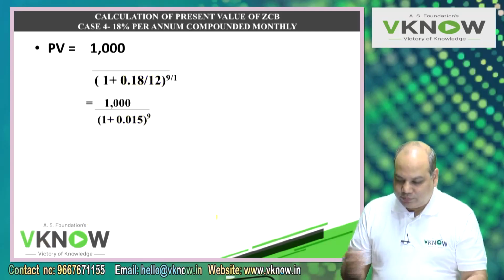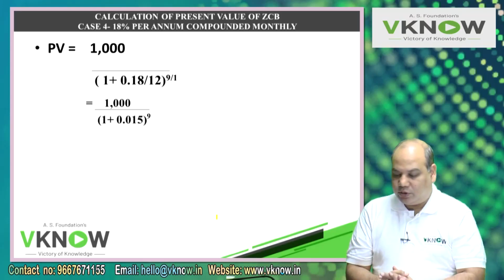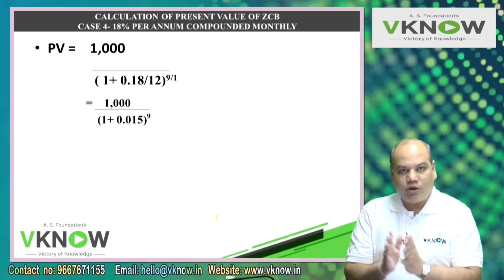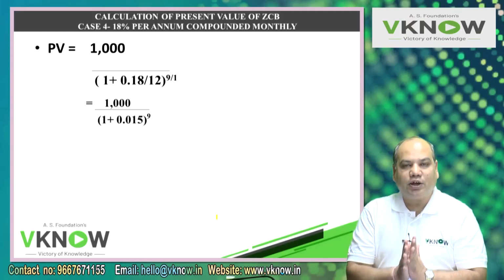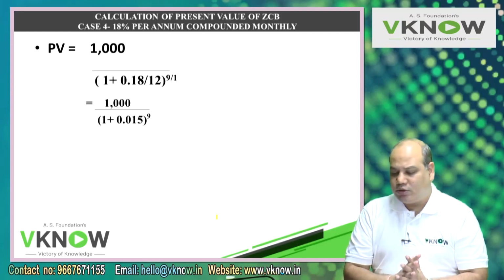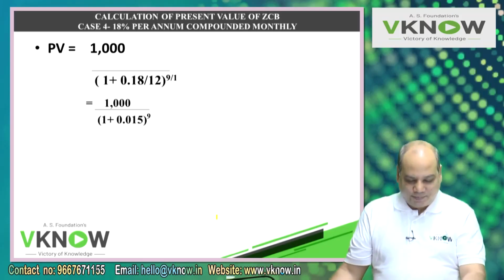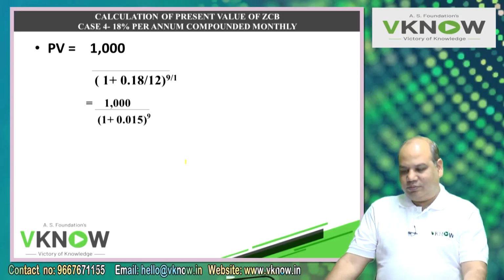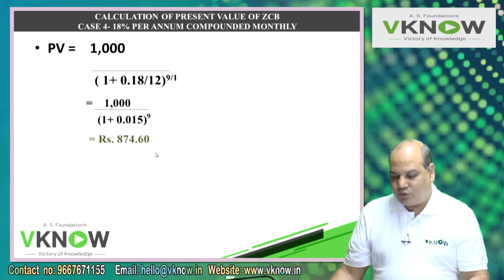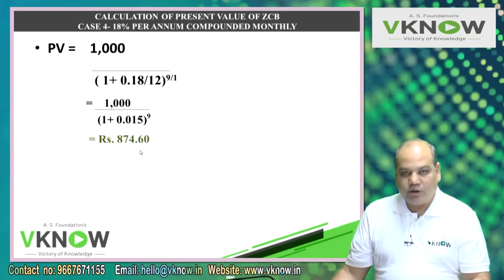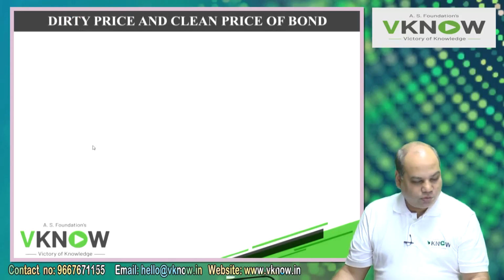So how much is that? 1000 divided by 1.015 to the power 9. Again the power is whole number. We can directly get on calculator. Type 1000 divided by 1.015. Press equal to 9 times. Directly. So now you are getting 874.60. Is it right? So this answer is over.